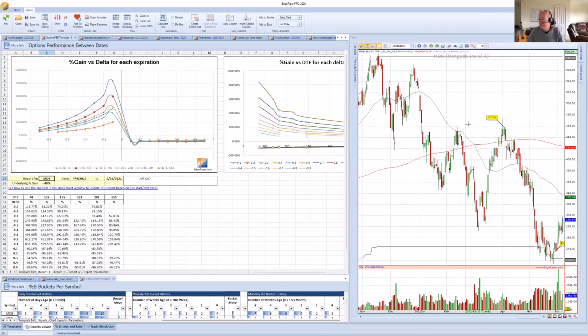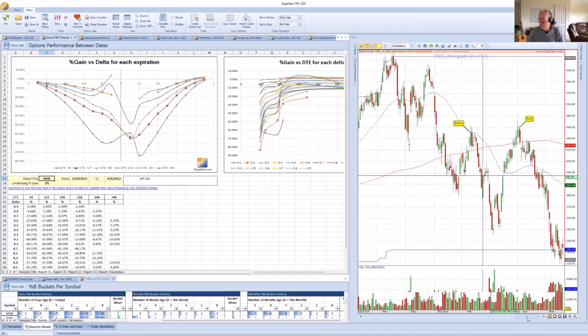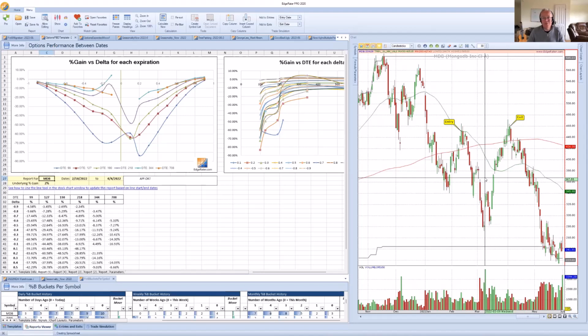So in this case, if you took the peak over here, you can draw a line from anywhere to anywhere, but I'm just giving you an example. In that case, would it have been better to be long a call or be long a put? And the answer is no. Calls and puts lost value there.